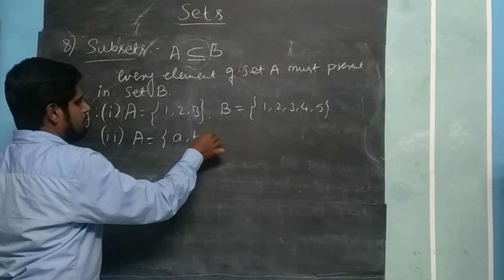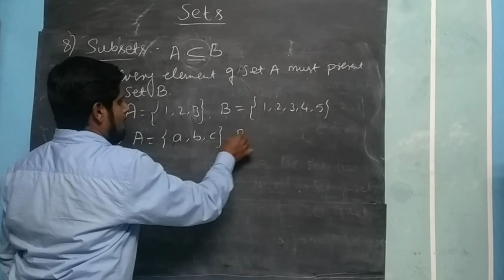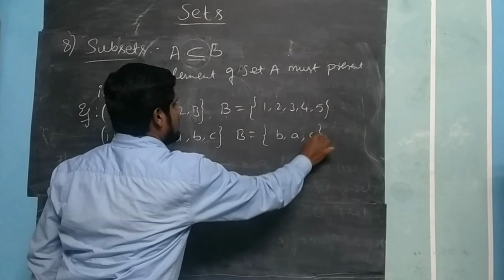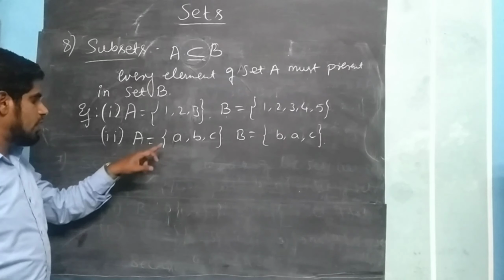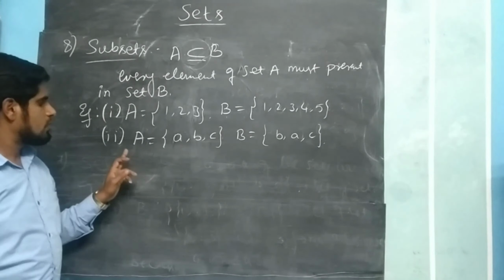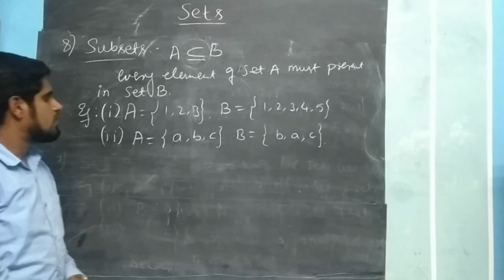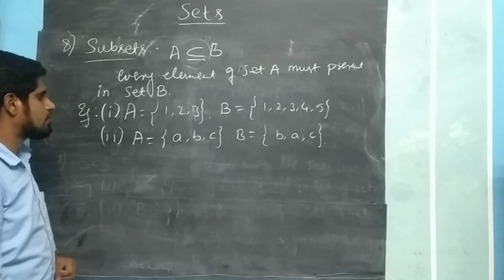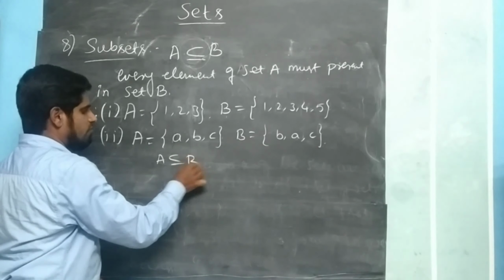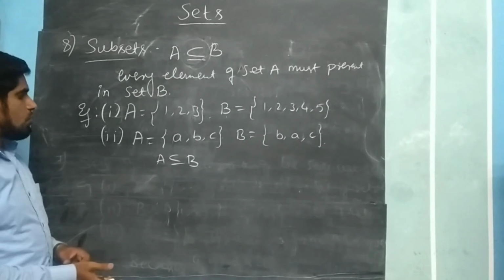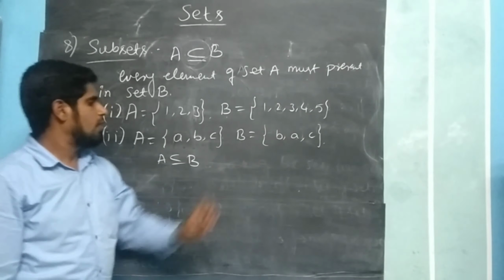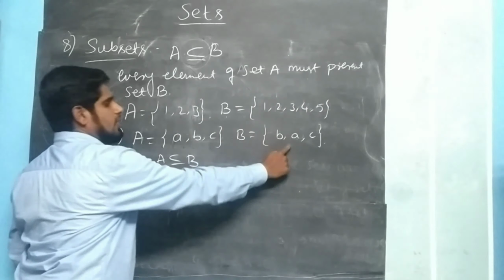A, B, C. B is B, A, C. Here also, every element of set A is present in set B. In this case also, A is a subset of B. So if I see this second example, these two are equal sets also.